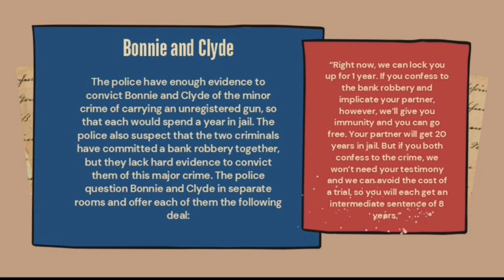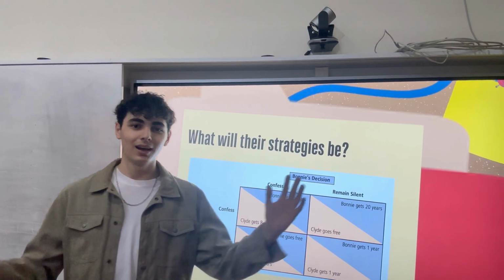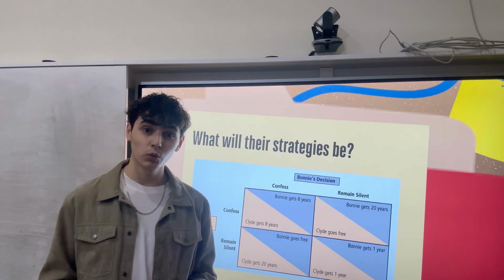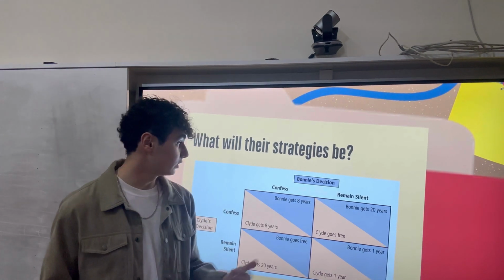The police question Bonnie and Clyde in separate rooms and offer each of them the following deal. Right now, we can lock you up for 1 year. If you confess to the bank robbery and implicate your partner, however, we'll give you immunity and you can go free. Your partner will get 20 years in jail. But if you both confess to the crime, we will not need your testimony and we can avoid the cost of a trial, so you will each get an intermediate sentence of 8 years.